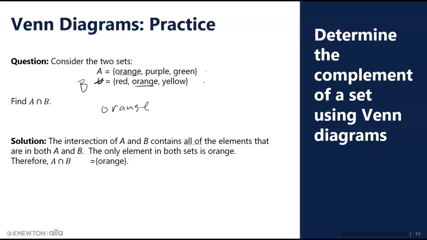Purple is not in B. Green is not in B. And once I've finished going through one set, I don't have to go through the other one because I've checked. I'm looking for things in both. So once I've finished looking at each of the elements in one of the sets, I'm done. So I have the set containing orange is A intersect B, which it says down here.